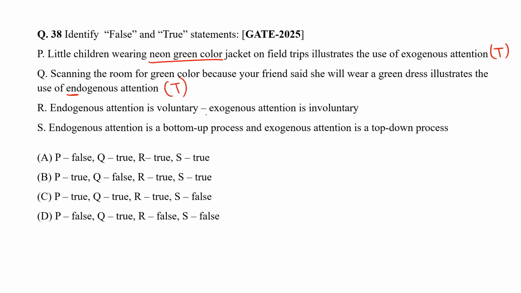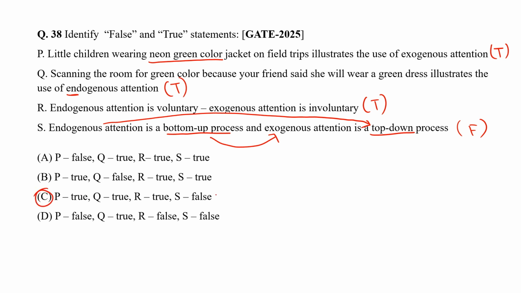Endogenous attention is voluntary, exogenous attention is involuntary. This is also true. Endogenous attention is bottom up and exogenous is top down. So this is wrong because bottom up is exogenous and top down is endogenous, which we saw just now. So this is a false statement. So P, Q, R are true and S is false. So where do we have this option? Option C. So here option C, P, Q, R are true and S is false, is the right answer for this question.